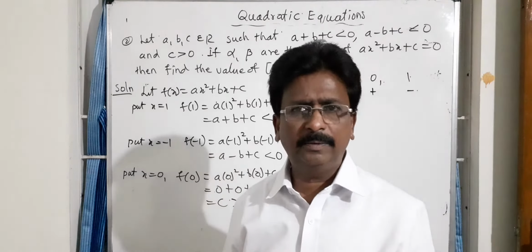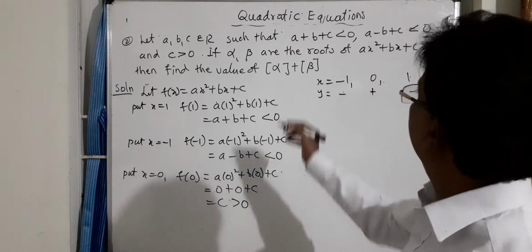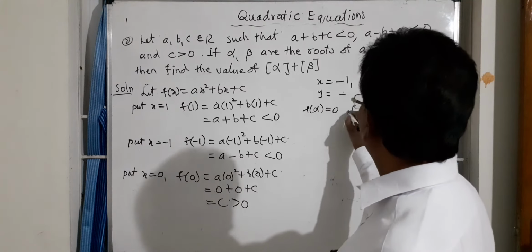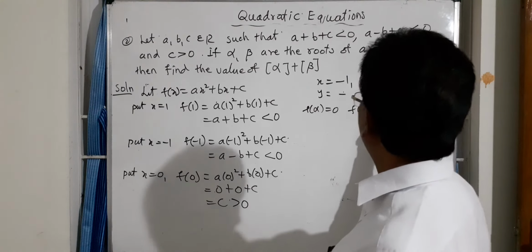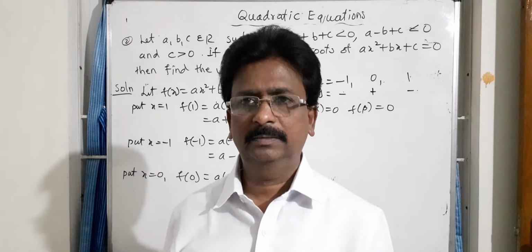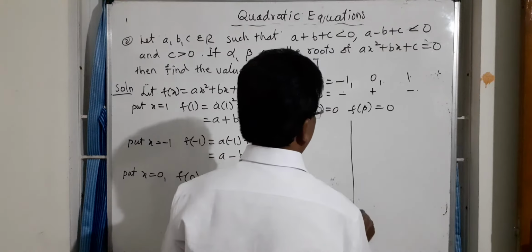So we got an idea of it. Okay, whenever f of alpha, what will happen? 0. F of beta, 0. Why? They are the roots of the equation. Okay. So the graph should come like this.